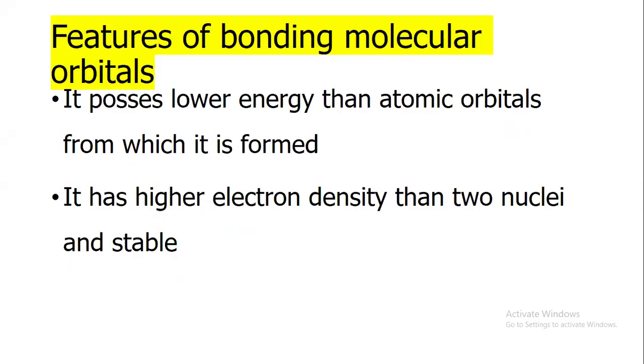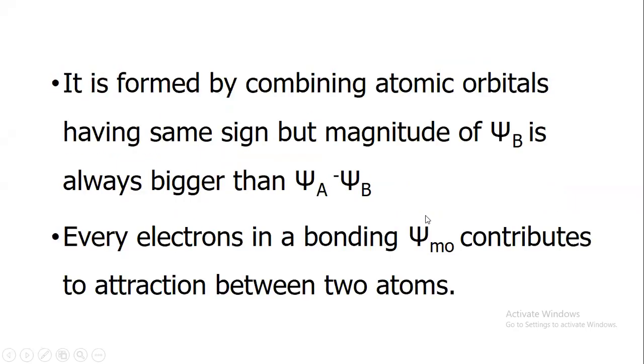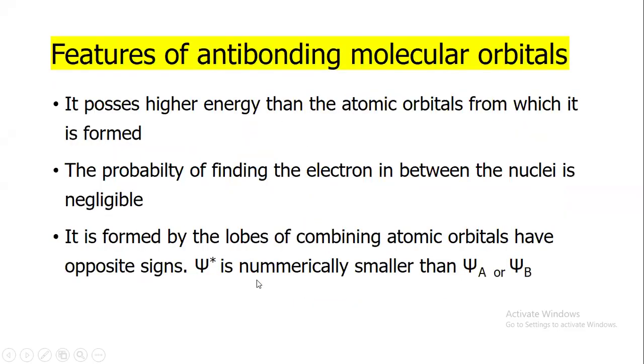Features of bonding molecular orbitals: it possesses lower energy than the atomic orbitals from which it is formed. It has higher electron density between the two nuclei and is stable. It is formed by combining atomic orbitals having the same sign, but the magnitude of psi b is always bigger than psi a minus psi b. Electrons in a bonding molecular orbital contribute to attraction between two atoms.